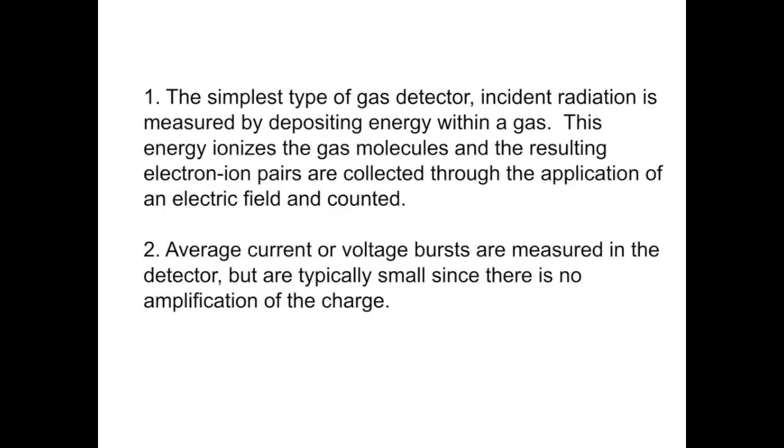So now we're starting in on the third part of 451, which is gas detectors. Gas detectors start in Chapter 5 with the ionization chambers, and these are the simplest type of gas detector. Incident radiation is measured by depositing energy within a gas. This energy ionizes the gas molecules, and the resulting electron-ion pairs are collected through the application of an electric field and counted. Number 2. Average current or voltage bursts are measured in the detector but are typically small since there is no amplification of the charge.